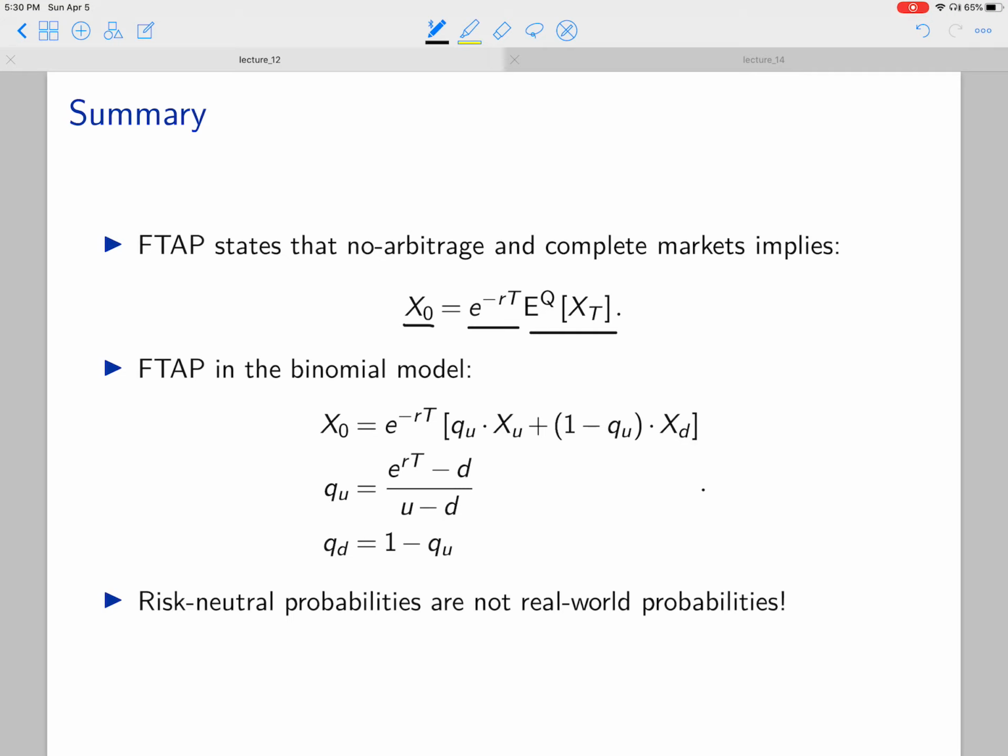In the binomial model, the FTAP is going to simplify to the following equation. The expectation E^Q[X_T] is going to be given by this bracketed equation below. It's going to be equal to the probability weighted average payoff of X, q_u times X_u plus 1 minus q_u times X_d, where the risk-neutral probabilities, q_u and 1 minus q_u, are given as follows.